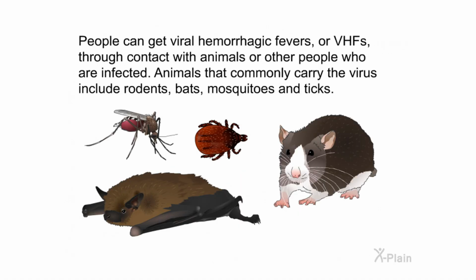People can get viral hemorrhagic fevers, or VHFs, through contact with animals or other people who are infected. Animals that commonly carry the virus include rodents, bats, mosquitoes, and ticks.